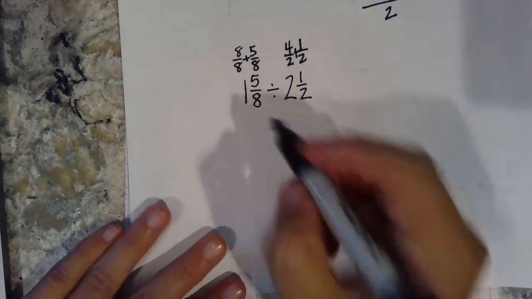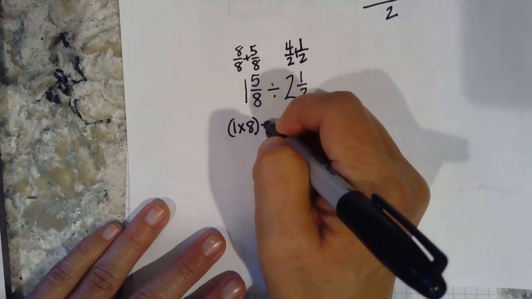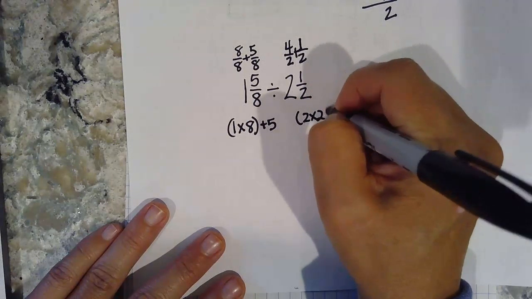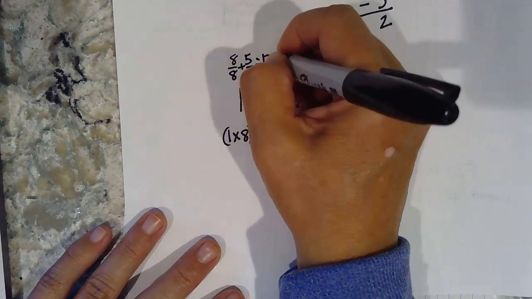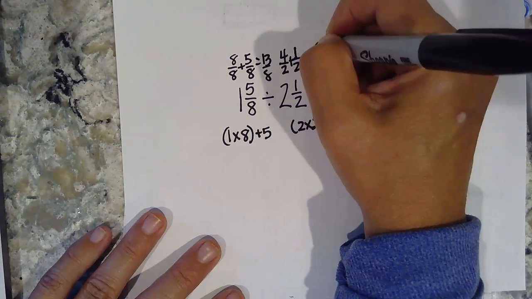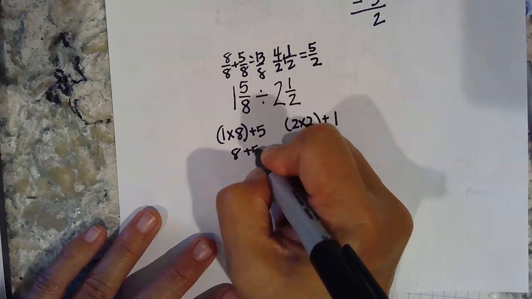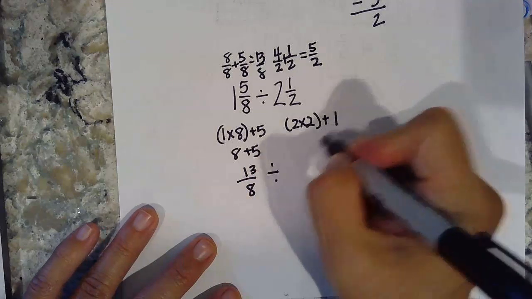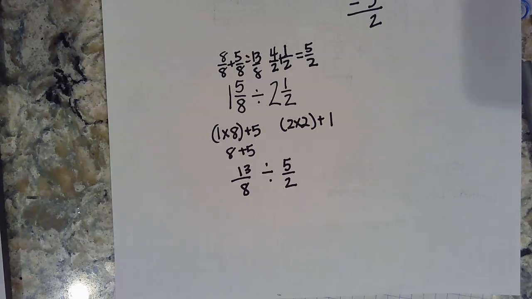The other method is to multiply your whole number and then add your numerator. So you could do that to both sides. So then 2 times 2 plus 1. Either way, we're going to get the same results. This would give us 13/8, and this is going to give us 5 halves. If I do this here, 1 times 8 is 8, plus 5 gives us 13/8, divided by 2 times 2 is 4, plus 1 more would be 5 halves. So I have the same result. I got there 2 different ways. You choose which way you like to think about it.